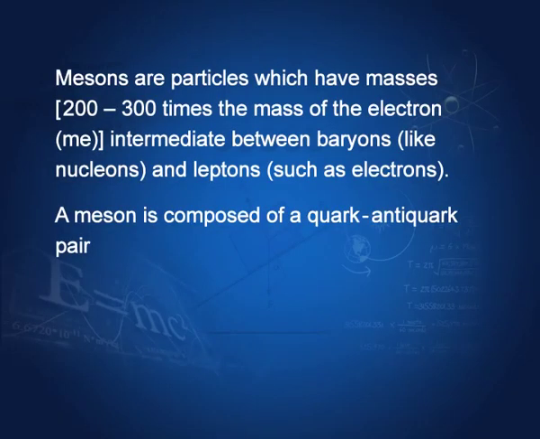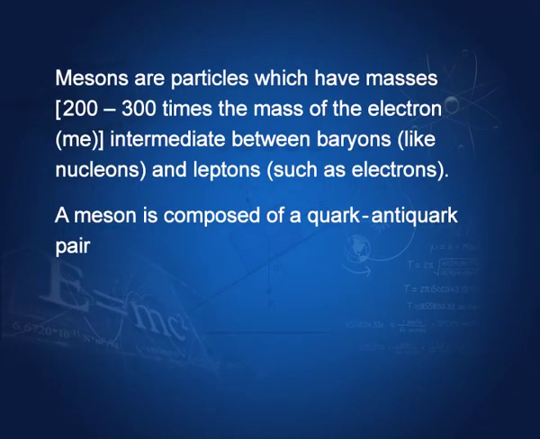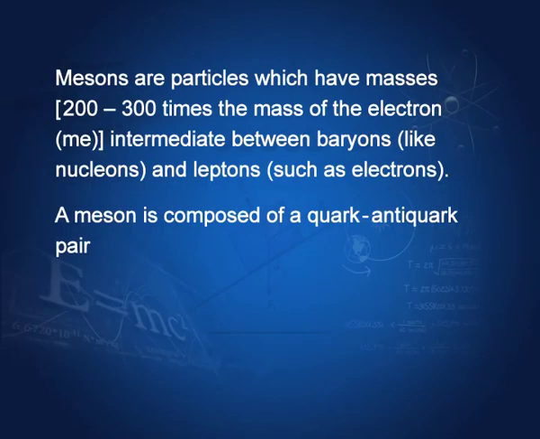Mesons are particles which have masses 200 to 300 times the mass of an electron, and it is intermediate between the baryons, like nucleons, and leptons. Leptons are electrons. So, between baryons and leptons, that is between masses like protons, neutrons, and masses like electrons, there are intermediate particles which have masses about 200 to 300 times the mass of the electron. Remember, mass of the neutron or proton is 1800 times the mass of the electron. So, these are intermediate mass particles. That is why they are called mesons.